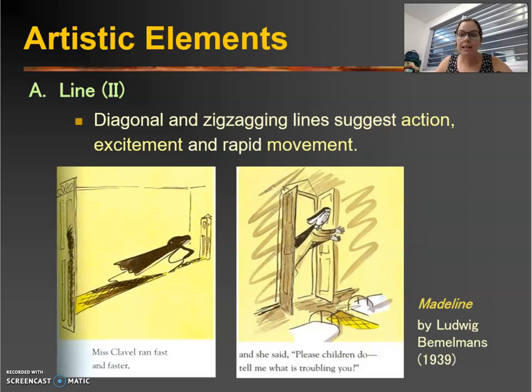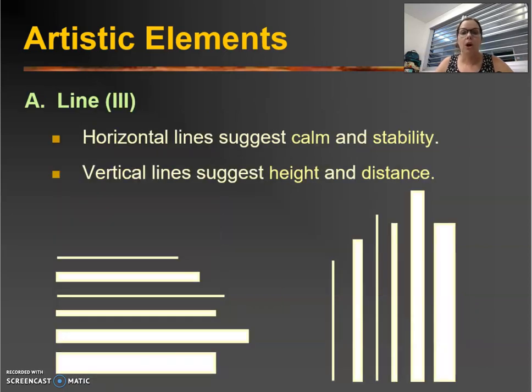Diagonal and zigzagging lines suggest action, excitement, and rapid movement. These images are from Madeline by Ludwig Bemelmans. Horizontal lines suggest calm and stability. Vertical lines suggest height and distance.